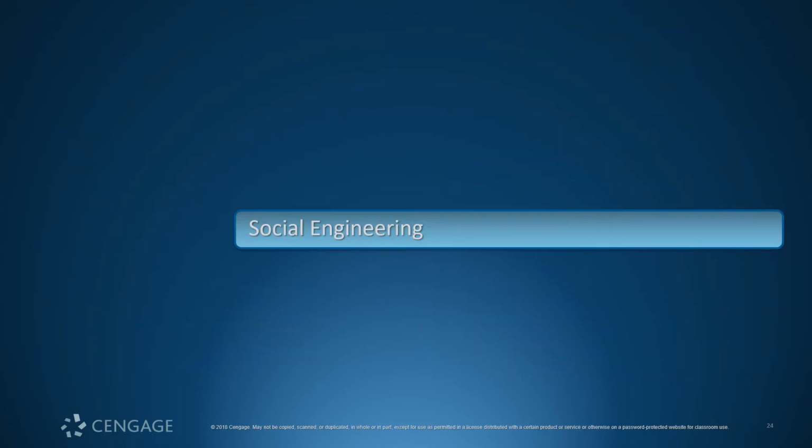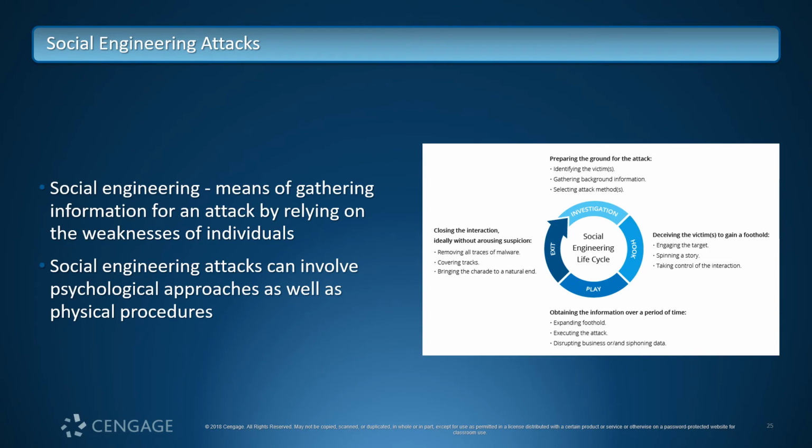Social engineering, always a fun one. Social engineering is just a means of gathering information for an attack by relying on the psychological weaknesses of individuals. Social engineering can involve psychological and physical approaches. So let's look at the life cycle. We've got investigation, which is where we lay down some groundwork. We identify who we're going after. We find some info. We select our methods.